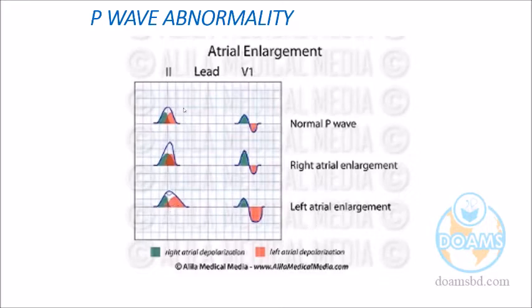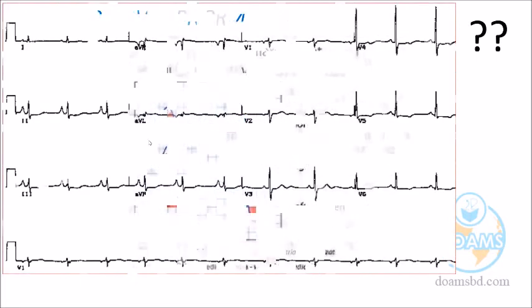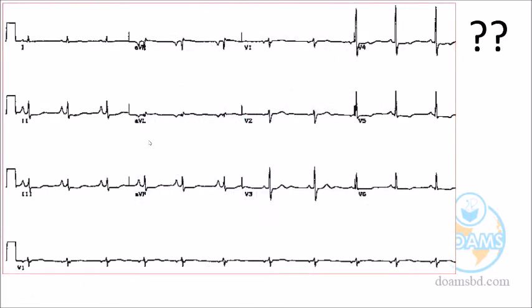We will identify it. And in the chest lead, you can find the negative portion of the wave is bigger than the positive portion. That indicates left atrial enlargement. So this is the very basic. Now we are going to the problem for you, for discussion purposes.